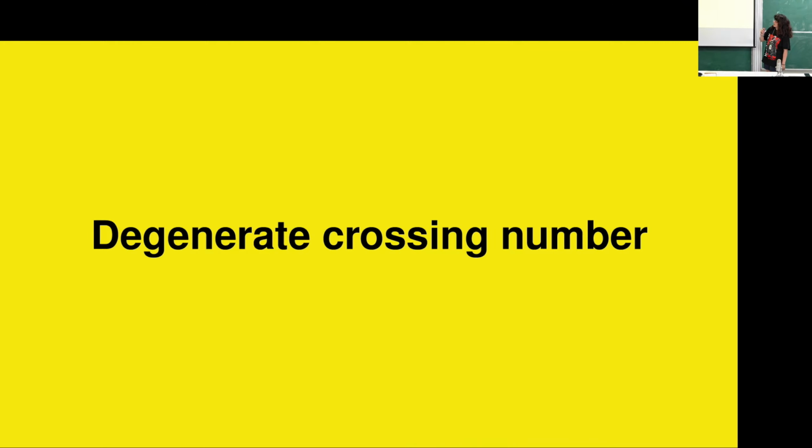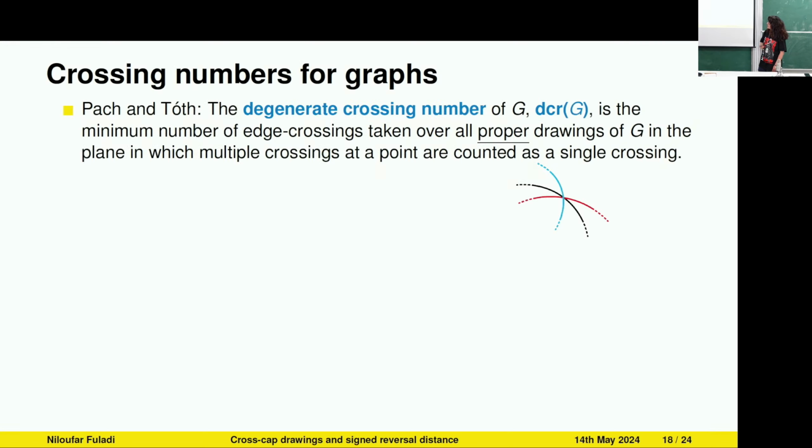So now I'm going to move to the second problem, degenerate crossing number. At first I'm going to talk about crossing numbers, but soon I'm going to move back to what I was just doing. There are so many crossing numbers, as you probably know. The ones I'm going to talk about are the degenerate crossing number and the genus crossing number. Pach and Tóth defined the degenerate crossing number of a graph to be the minimum number of crossings among all the proper drawings of the graph, in which multiple crossings at a point are counted as a single one.